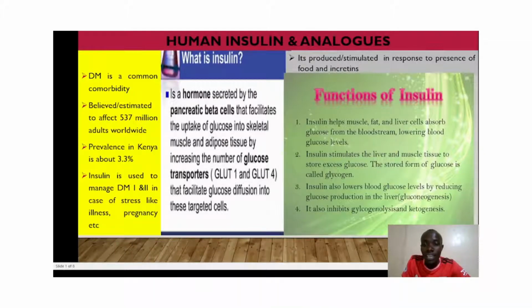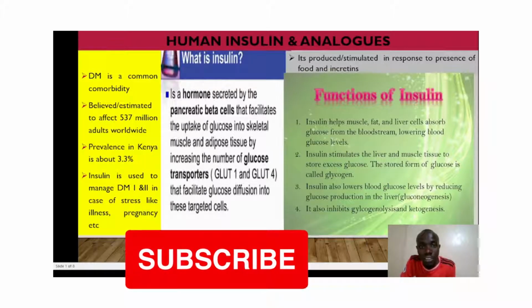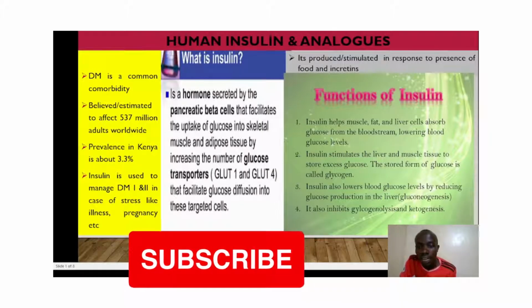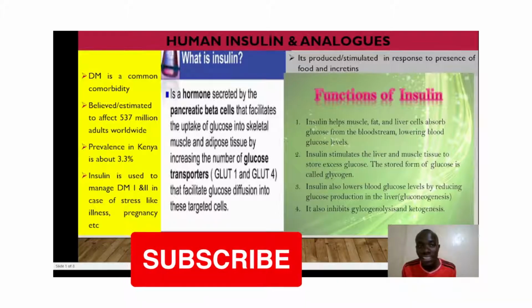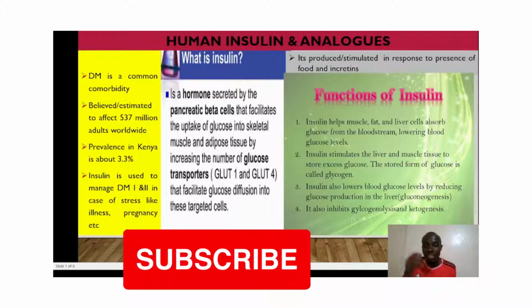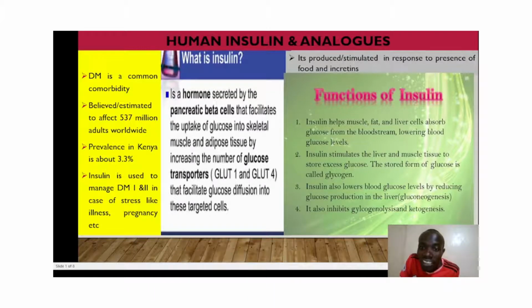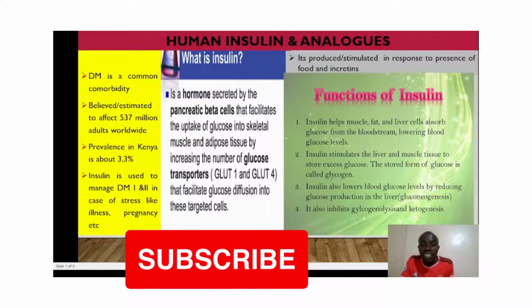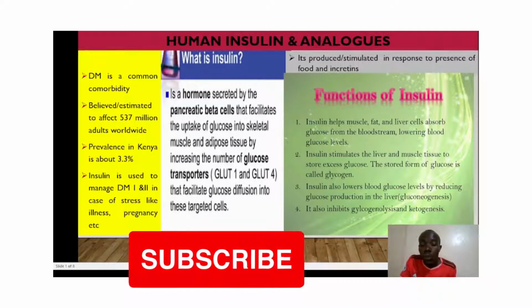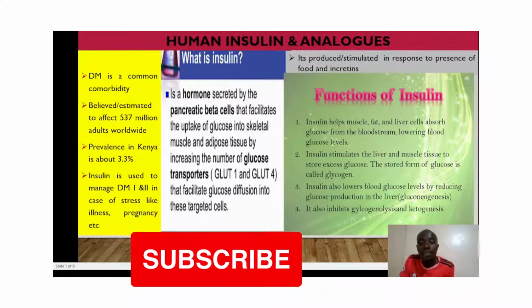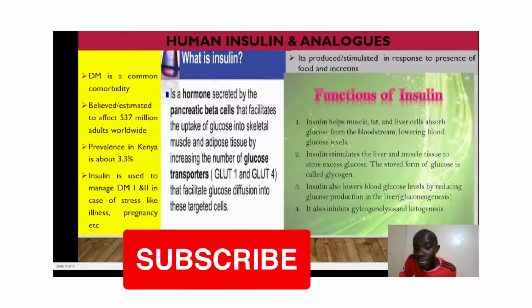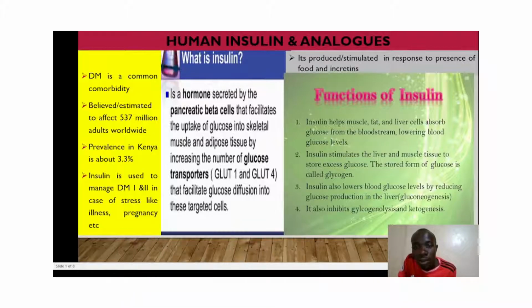Today we are providing a presentation on insulin. Insulin is related to one of the rapidly growing comorbidities, a non-communicable disease, diabetes mellitus. Diabetes mellitus could be type 1, type 2, or gestational diabetes, but here we are interested in insulin. It is believed that more than 537 million people are affected by diabetes worldwide. That is something worth worrying about.